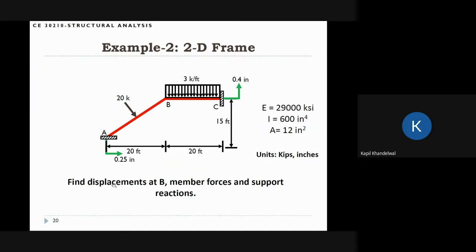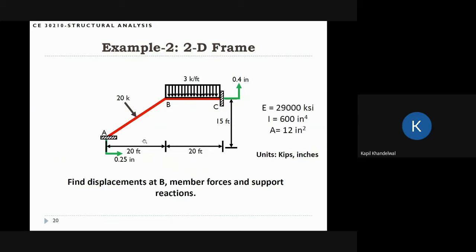And in this case, their member forces. On member AB, there is a 20 kips load acting at the center of this span here. And on member BC, there is a uniformly distributed load of 3 kip per foot.